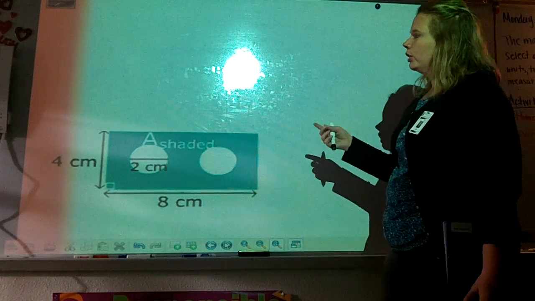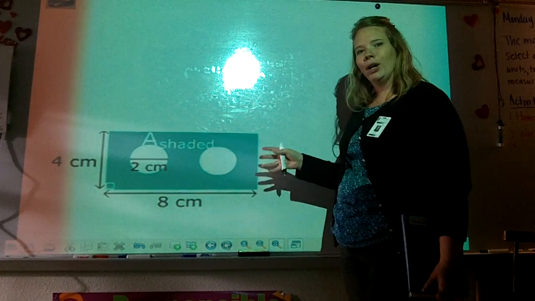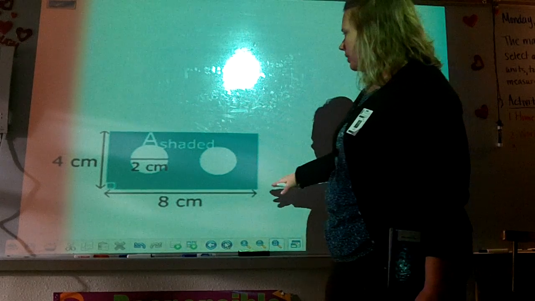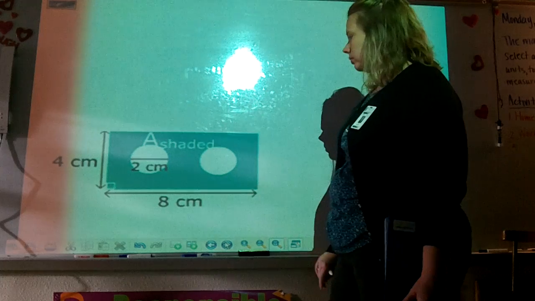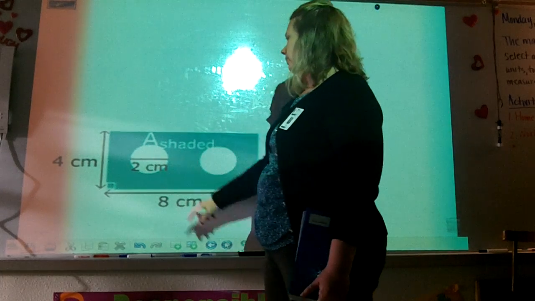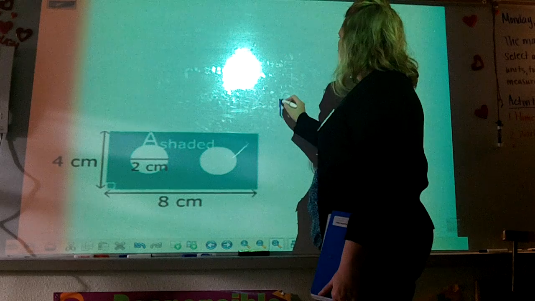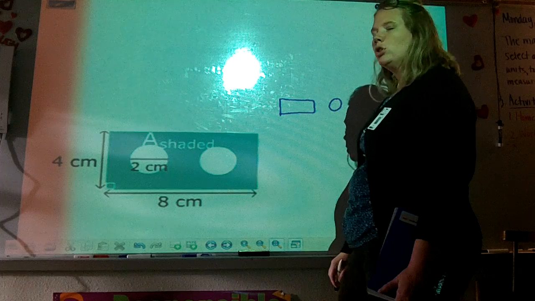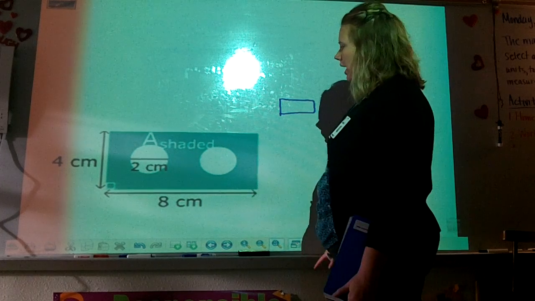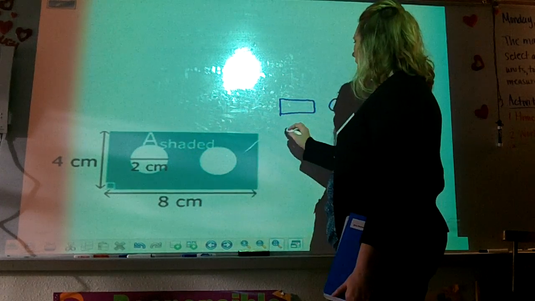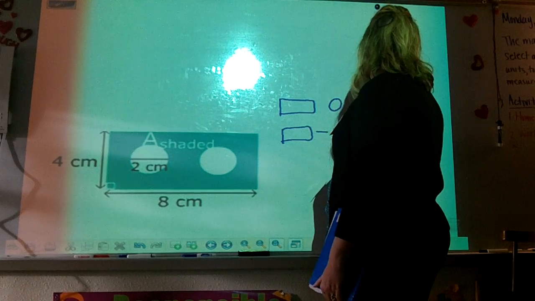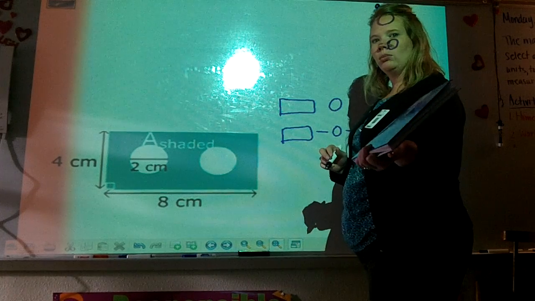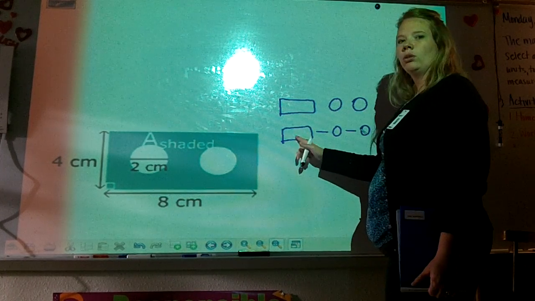Alright, now you guys, we're going to do the first step, which is identify which figures make up the bigger figure. So when I look at this, I see one big rectangle, and I see 2 donut holes. Alright, so my shapes are a rectangle and 2 circles. Now if I'm just trying to find the area of the shaded region, I need to subtract out those 2 circles. So I have the rectangle, and I'm going to subtract the 2 circles.